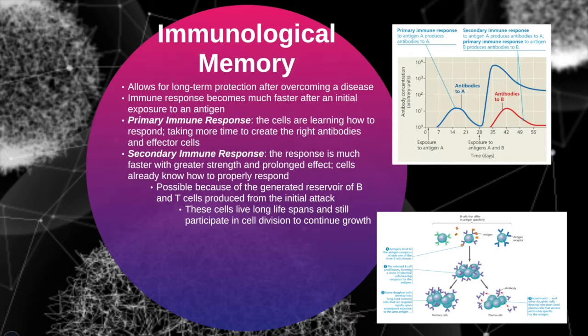As you can see from this chart, during a primary immune response, the cells are going to take a longer time and produce fewer antibodies, but with the secondary immune response, they're going to produce more antibodies for stronger effect. And here you can see B cells reproducing and maintaining their presence, just in case that same antigen does come back.